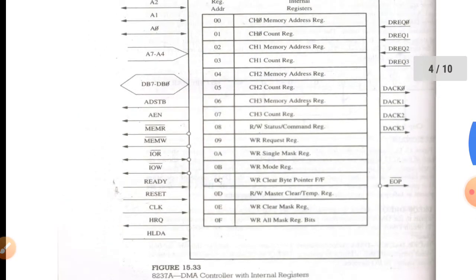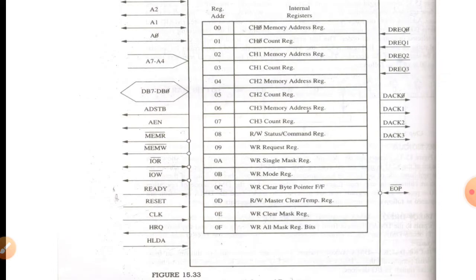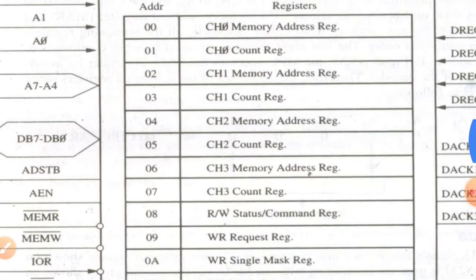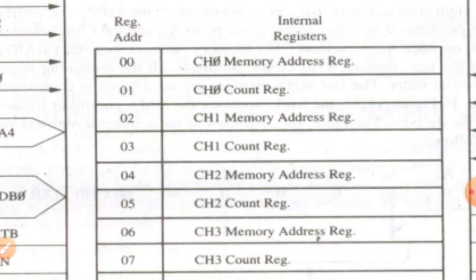Since we have 4 channels and each channel has 2 registers, the total number of registers is 8. So let us see, channel 0 has a memory address register and a count register, channel 1 has a memory address register and a count register, then channel 2. Similarly, we have 4 channels, so there are 8 registers. Each channel will have a memory address register as well as a count register. The purpose I have already explained.